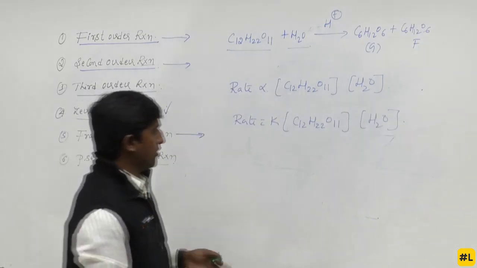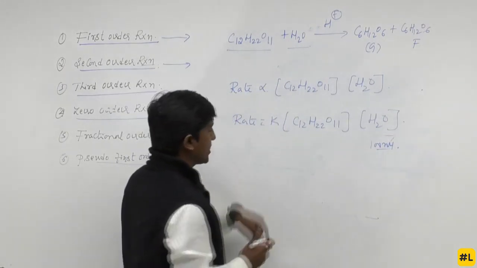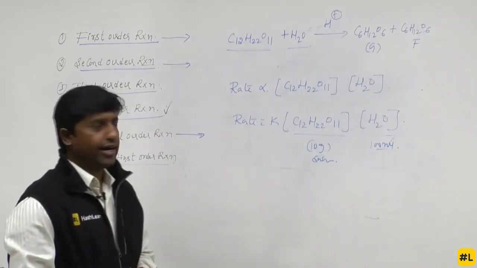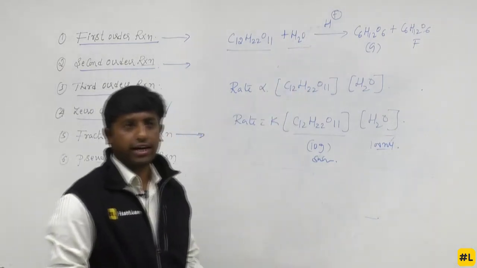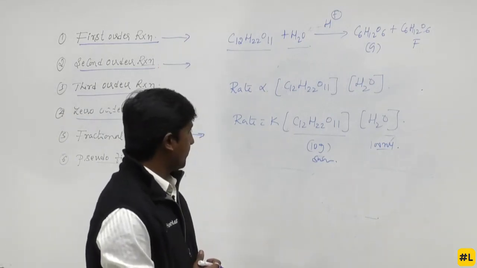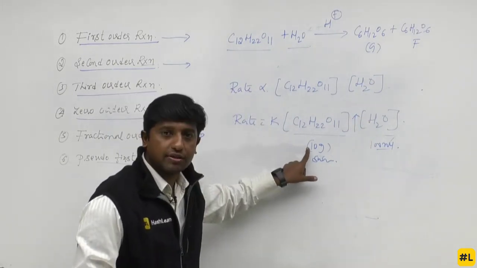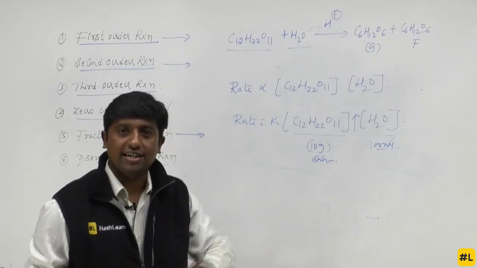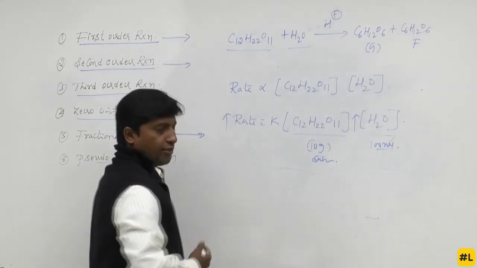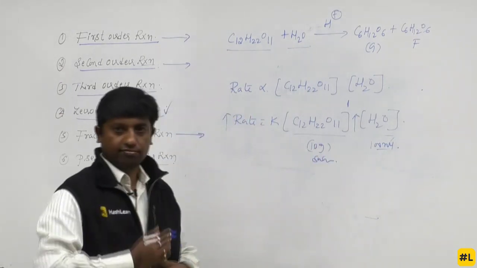Assume that here I have taken 100 ml of water. In that 100 ml of water, I have dissolved say around 10 grams of sucrose. And I added a few drops of dilute hydrochloric acid. Now let us study the order of this reaction. If I increase the concentration of sucrose by 1 unit, I have taken 10 grams, I am going to add 1 more gram to that. I am increasing the concentration. When I increase the concentration of sucrose by 1 unit, the rate increases by 1 unit. Hence, I say that the order with respect to sucrose is 1.